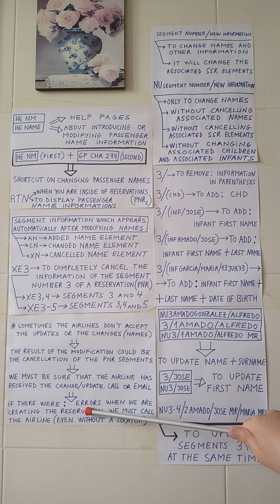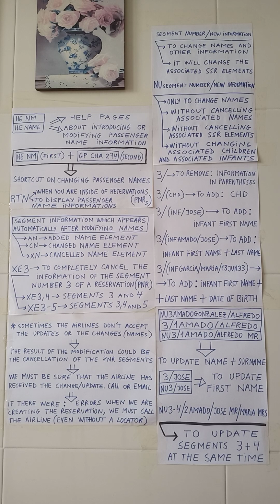If we make mistakes when creating a PNR, it is advisable to make a phone call to the airline even if we have not generated a locator for the affected reservation. Let's go to the 4th page.